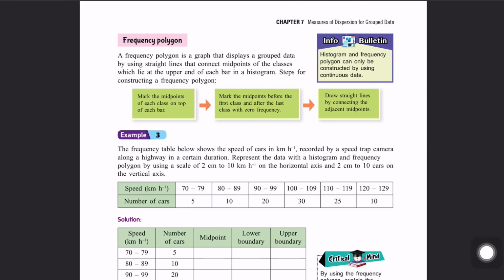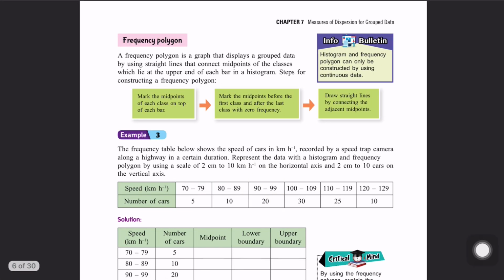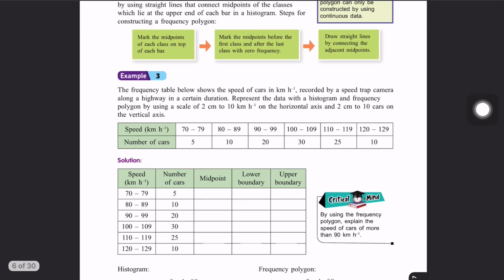Sebelum tu, selain daripada histogram, awak juga boleh melukis frequency polygon. So what is frequency polygon? Awak boleh baca sendirilah di sini. You can read it for yourself. There are 3 simple steps. Okay, let's look at the first example.